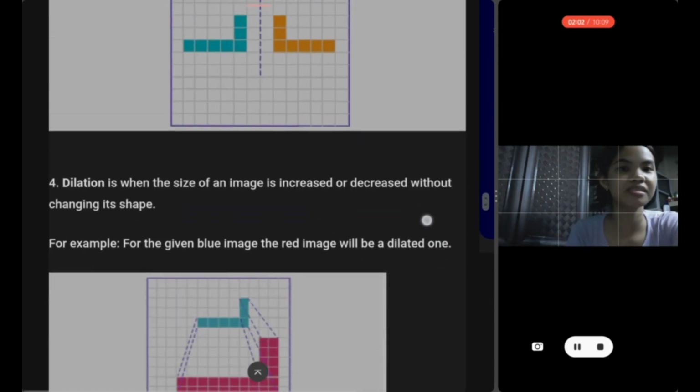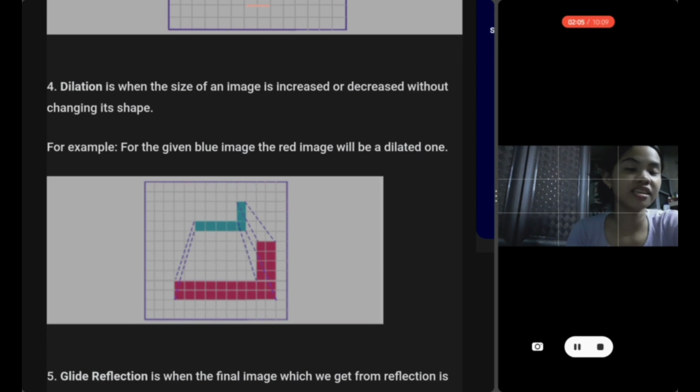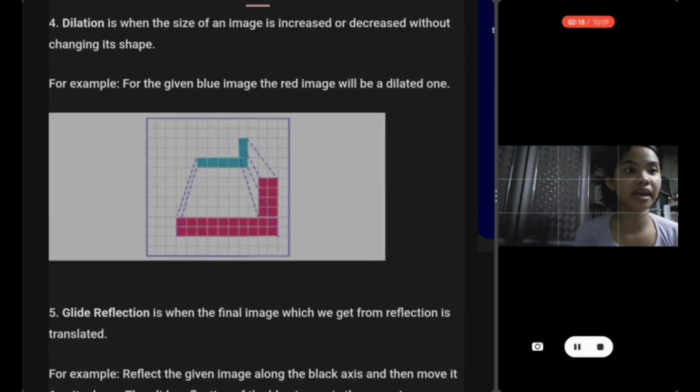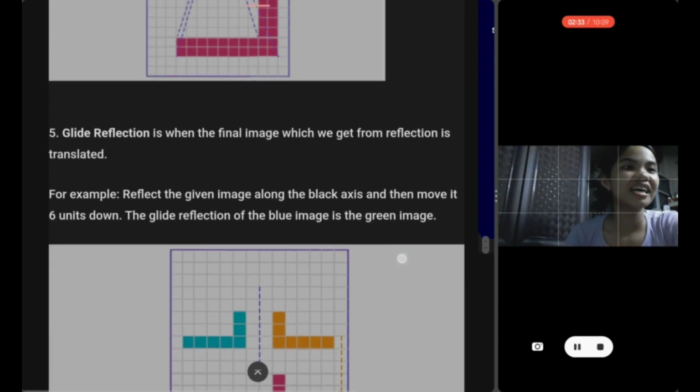Next is dilation. Dilation is when the size of an image is increased or decreased without changing its shape. As you can see in this figure, the shape remains the same, but the figure increases.